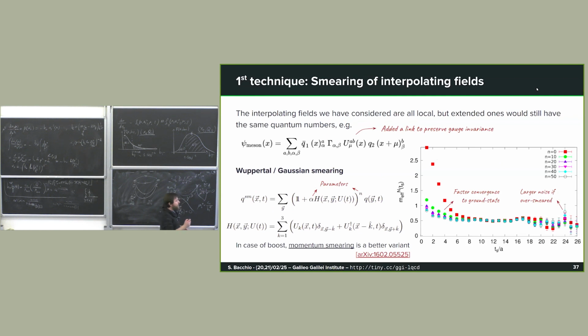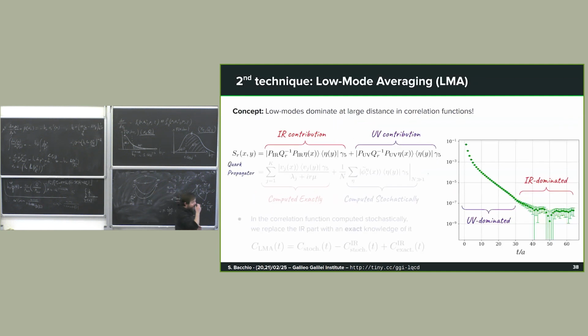Dina told you a bit about this, so there are ways to improve the signal to noise ratio. These are all methods we develop. For instance, something very interesting is the usage of low mode averaging, where you compute exactly the infrared part of your operator. Actually, this is quite interesting, because what we said is that we cannot compute exactly the inverse of the Dirac matrix, because it's too expensive, it's too big. But something you can compute exactly, instead of computing the whole inverse of the Dirac matrix, is a subspace of it.